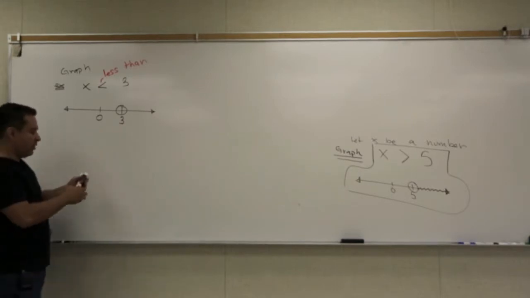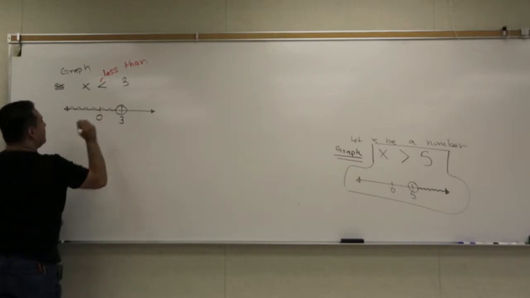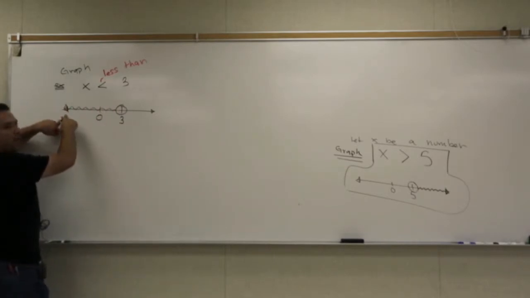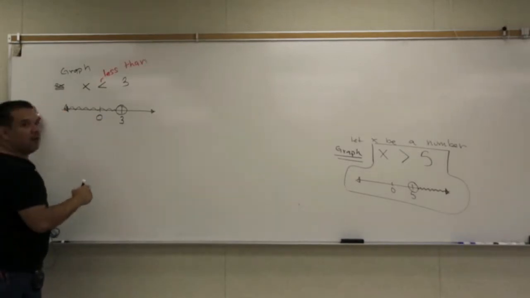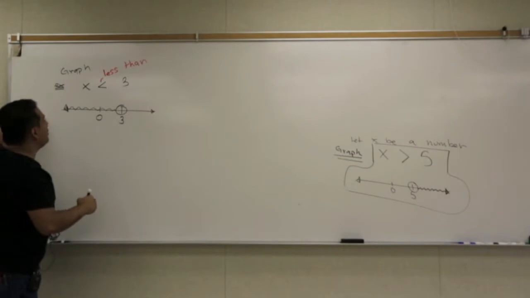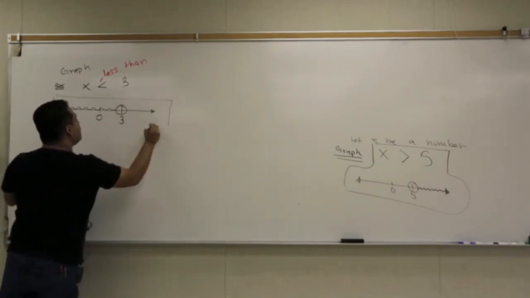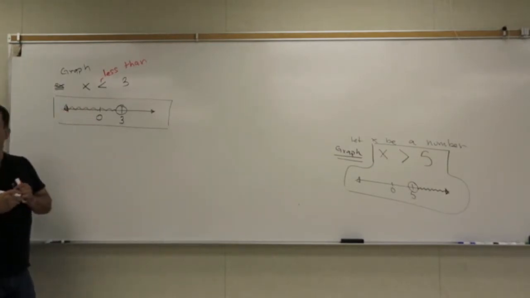Left. So you're going to shade the portion of the real number line that is to the left of 3. Make sure you put your arrow indicating that the list of numbers goes on forever to the left. So you guys are looking at the graph here of numbers less than 3. Okay, you okay with this?